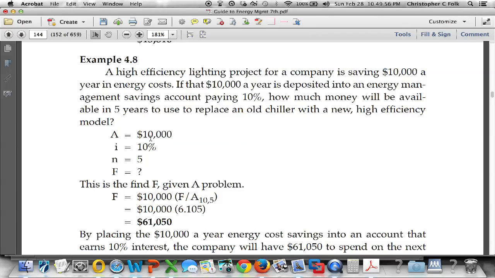So in this case we've got our $10,000 that we're going to be saving every year because of that lighting project that we did. We're going to put it away and find out just what that is going to be worth at the end of 5 years. Well, we know it'll certainly be worth 5 times 10,000, 50,000, but how much more interest will I make? So this is find F, future value, given the annual payments shown here. All right, so find F given A.